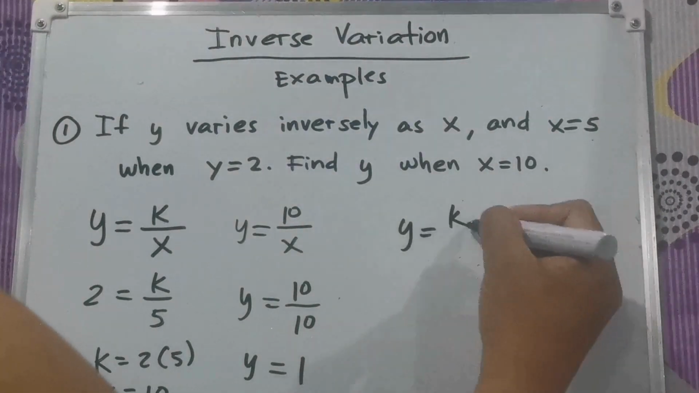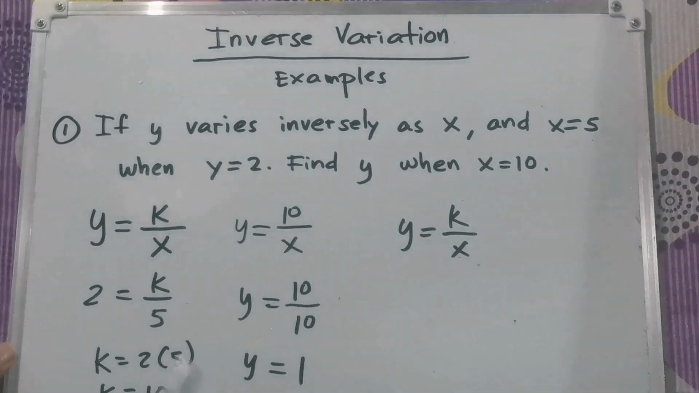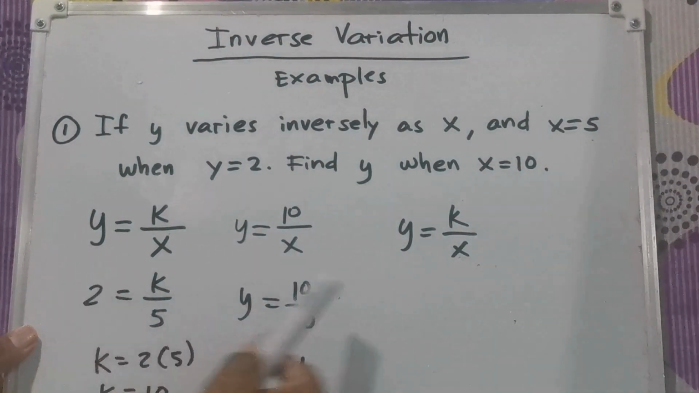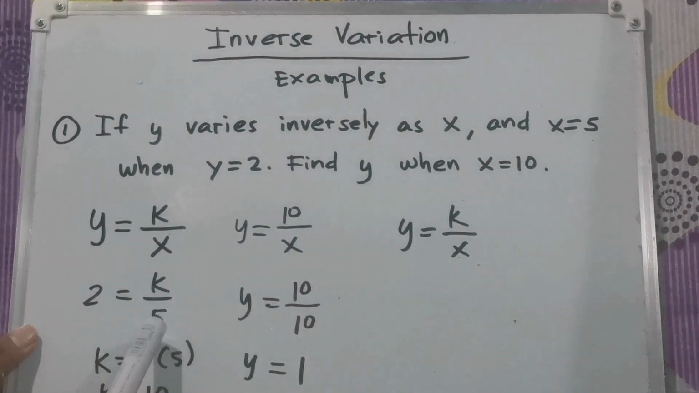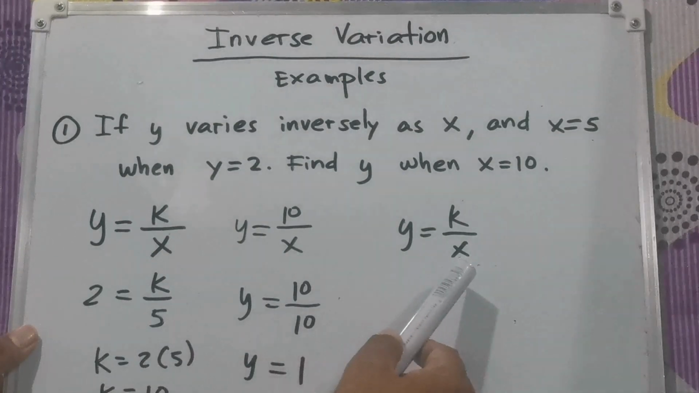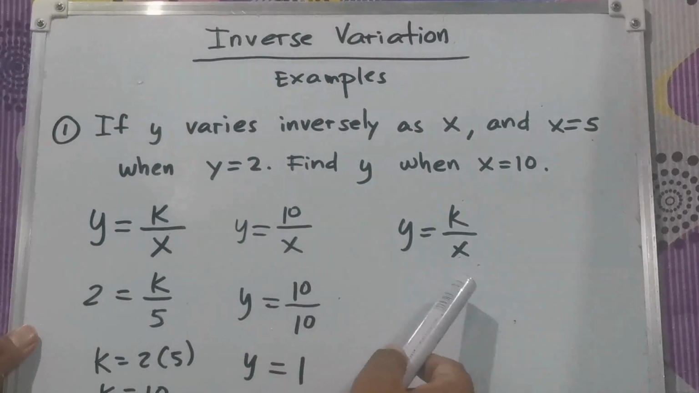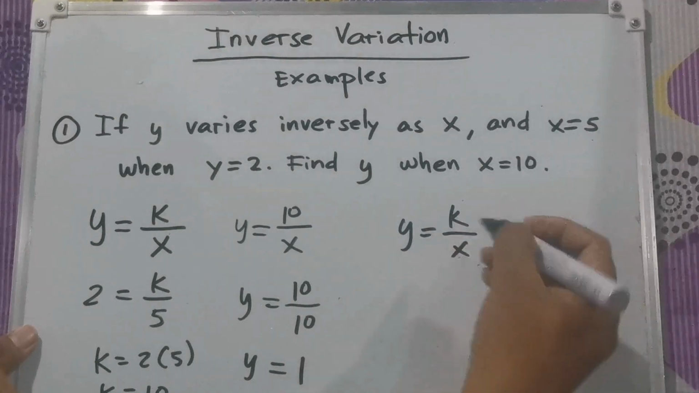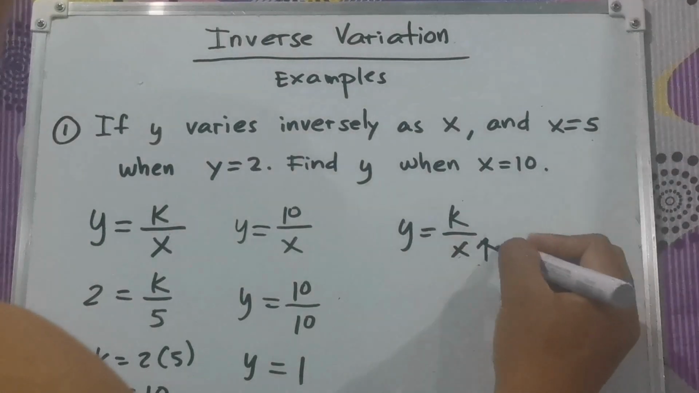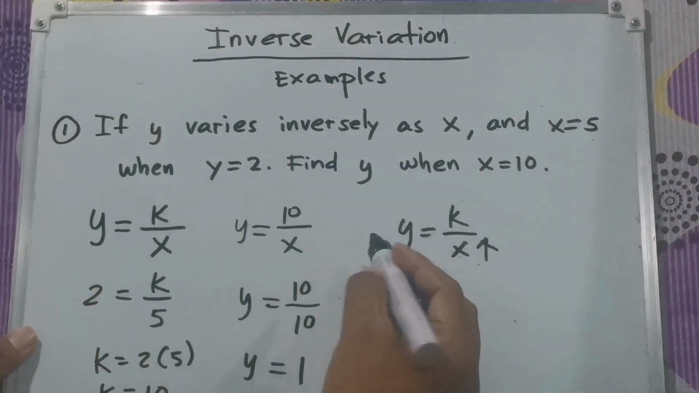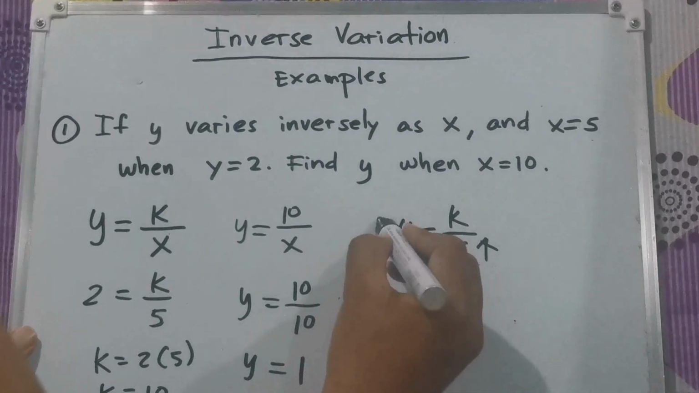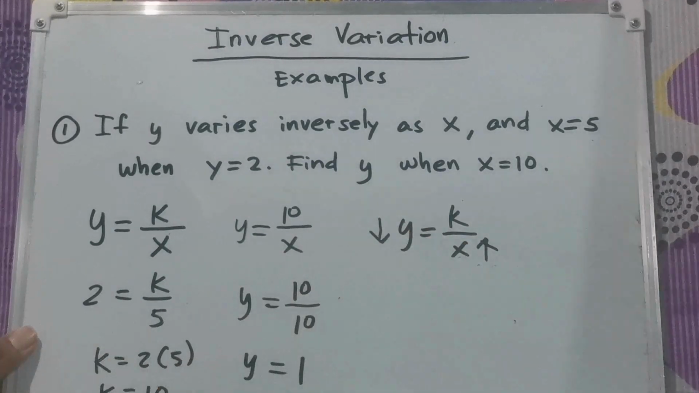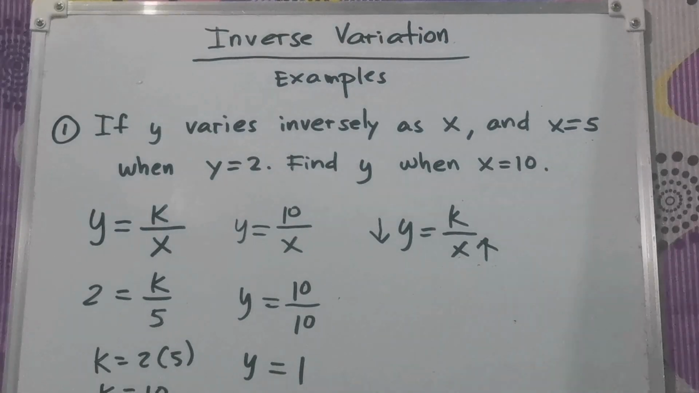So let's examine that one. Y equals k over x. When our value of y is 2 and our x is 5, now we're going to increase the value of x from 5 to 10. So we are increasing x to 10, therefore the value of y decreases. That's why our value of y becomes 1, from 2 to 1.